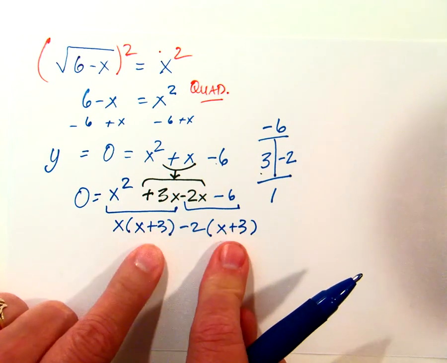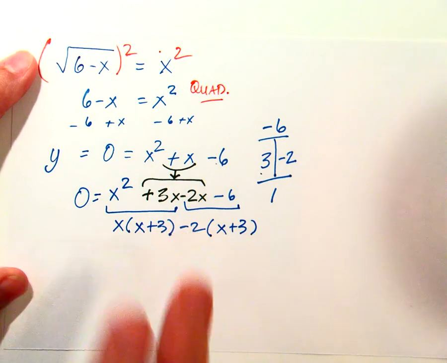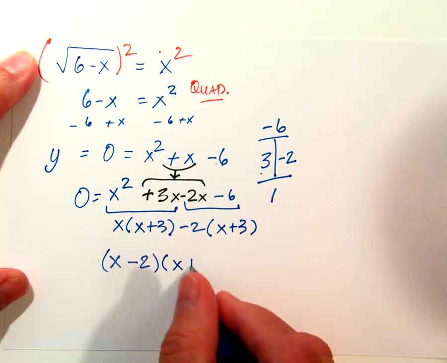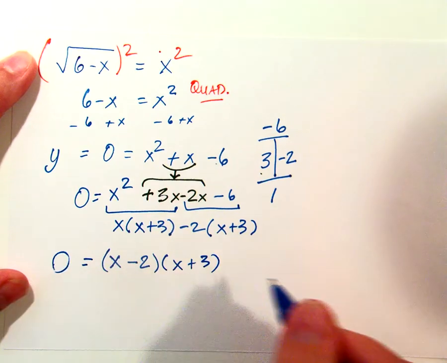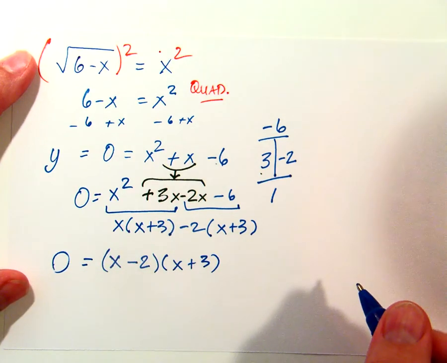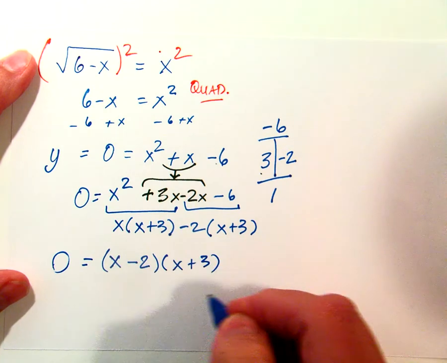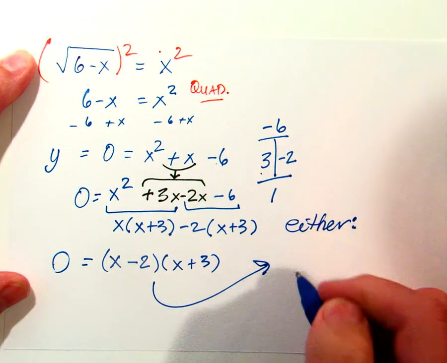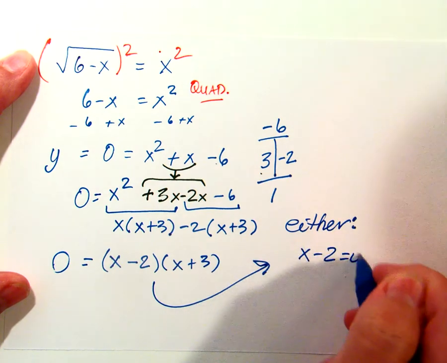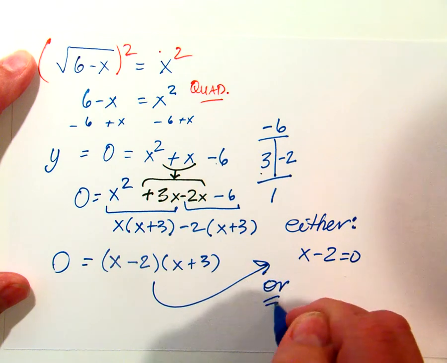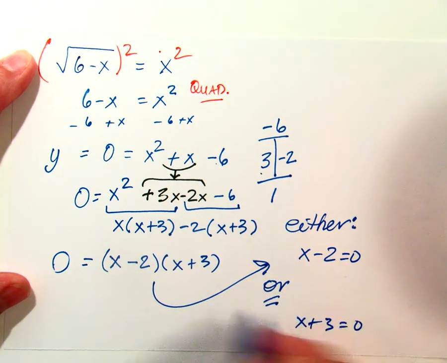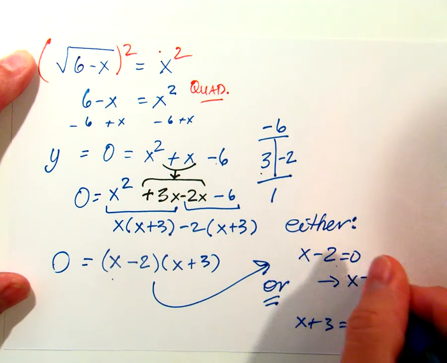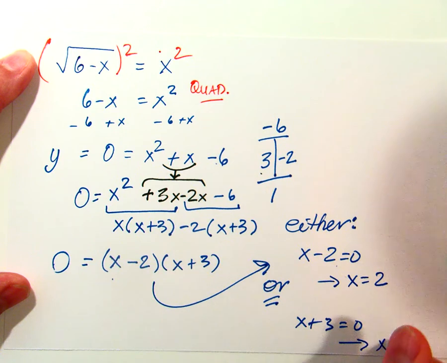Remember, with this method, it's got to be the same thing in parentheses. Then you make a group out of what's left over, the leftover group. And it is now factored. Okay, from this point, we know that either x minus 2 equals 0 or x plus 3 equals 0. This would be x equals 2, and this would be x equals negative 3.